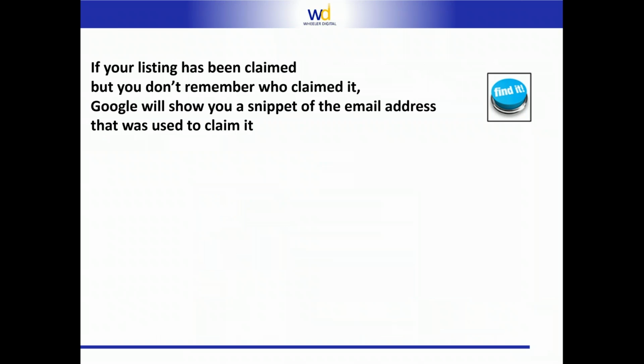If your listing has been claimed, this is something with turnover in companies. This is a question that I get all the time. If your business listing has been claimed on Google My Business, but you didn't do it, maybe it was a previous employee, maybe a superior claimed it and now they've forgotten the password. What you can do is go back to that Google My Business page and try to log in. When you type in the physical address of your business, what Google will actually do is show you a snippet of the email address that was used to claim it. That then allows you, hopefully, to follow up with the person who claimed it to get more information.